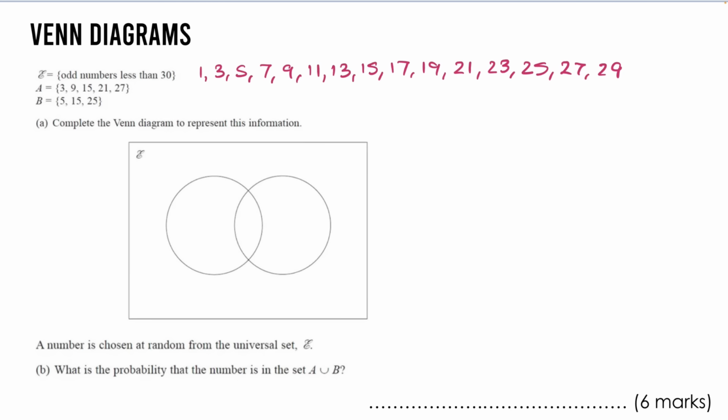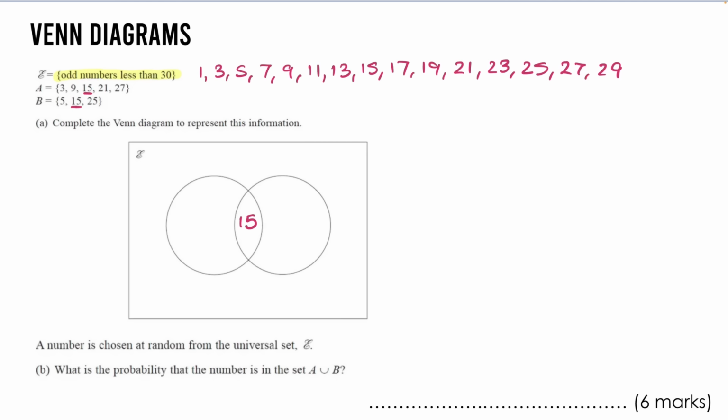Now sometimes these are given as descriptions. For example, B might have said multiples of 5 there, but it's given us 5, 15 and 25. The important part is all the numbers that are in this section here have to go into the Venn diagram somewhere. So if we look at what's in both, there is a 15 in both, and that's it. So 15 would go in the middle.